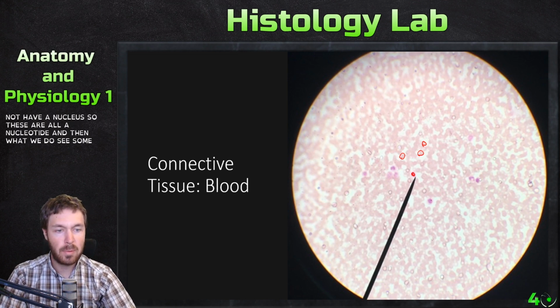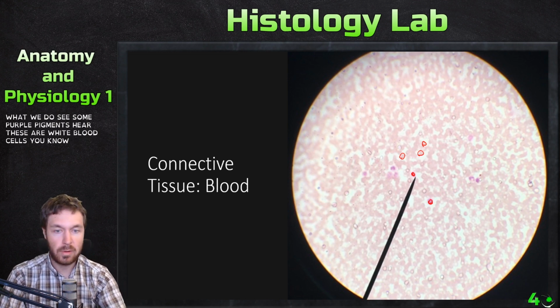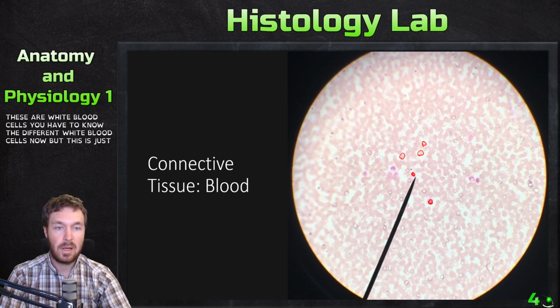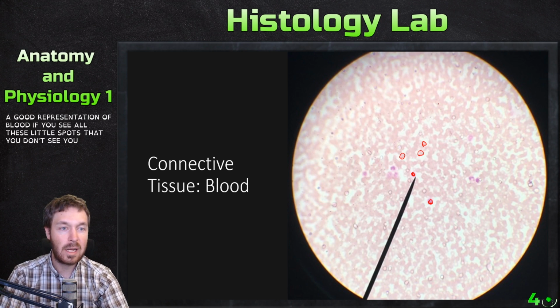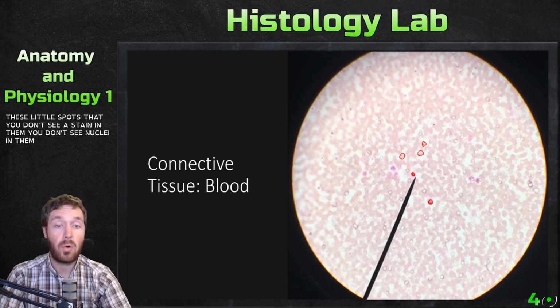But we do see some purple pigments here. These are white blood cells. You don't have to know the different white blood cells now, but this is just a good representation of blood. If you see all these little spots that you don't see a stain in them, you don't see a nuclei in them, it's more than likely blood.